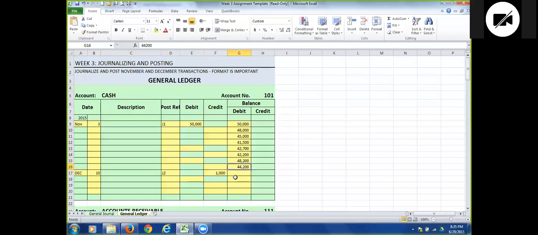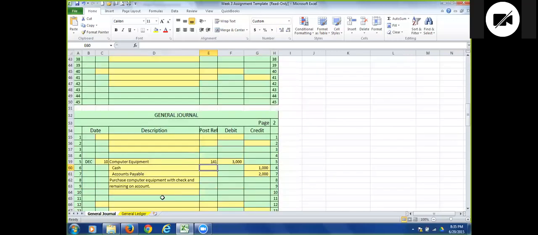So 44,200 debit balance minus $1,000 credit gives you 43,200. And then the post reference 101 we put here.